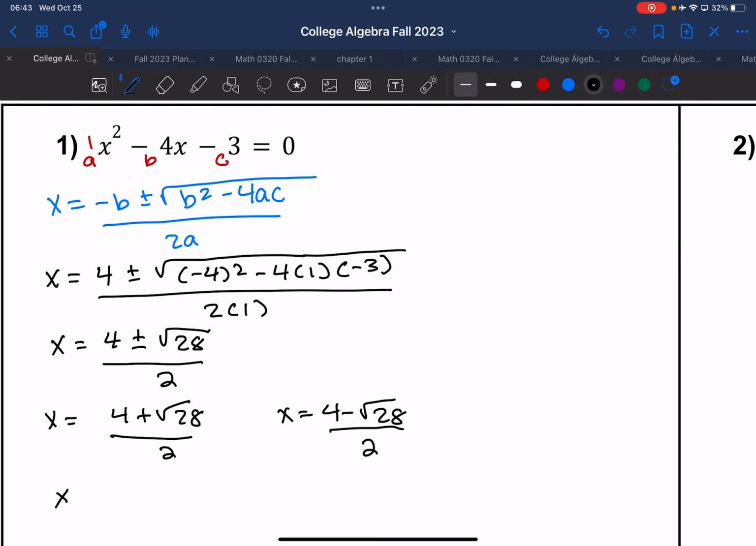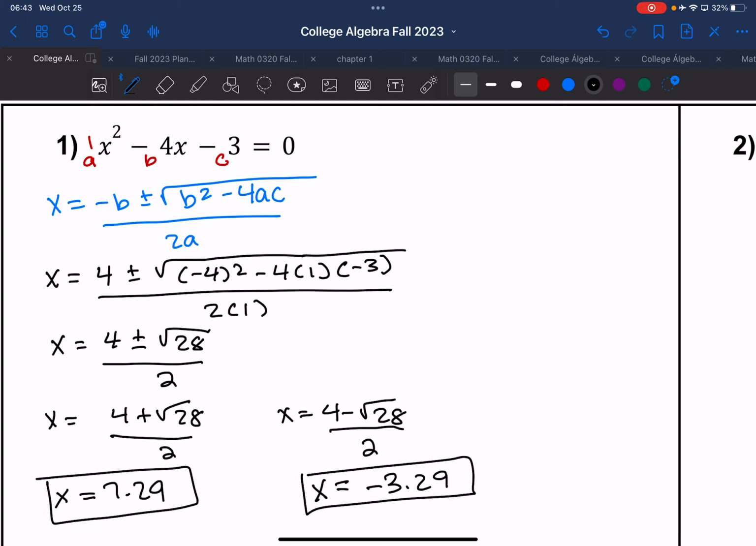So when you plug these 2 answer choices into your calculator, you should have got x is equal to 7.29 and x is equal to -3.29. Again, when you plug this into your calculator, make sure this first part is in parentheses. So it would be parentheses 4 plus the square root of 28, close parentheses, divided by 2. Okay, make sure this first part's in parentheses. And if you ever end up with an answer that includes a decimal, we're only rounding to 2 decimal places.